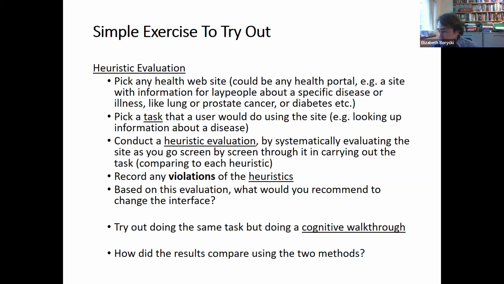disease or a prognosis, conducting a heuristic evaluation, and trying out, does it make sense? Can you identify and record violations? And what recommendations would you make? And if you try that, we could also compare that by doing, for the same task, a cognitive walkthrough to see what kind of information we get from both and looking at how these two inspection methods compare. So I'll get back to that at the end where I also add the information about screen recording.